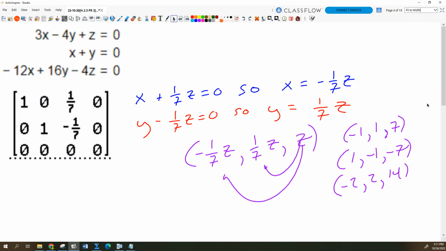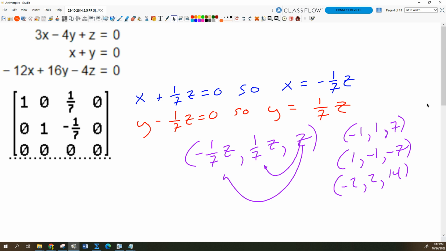Okay, so just a review from yesterday. Think what that means. That first row means 1x plus 1/7 z equals 0, right? If I solve that for x, I get x equals negative 1/7 z. The second row says 1y minus 1/7 z equals 0. Solve for y, I get y equals positive 1/7 z. So how would I write that as an ordered pair? Because you're going to get some problems like this on the assignment. This is how you would write it.